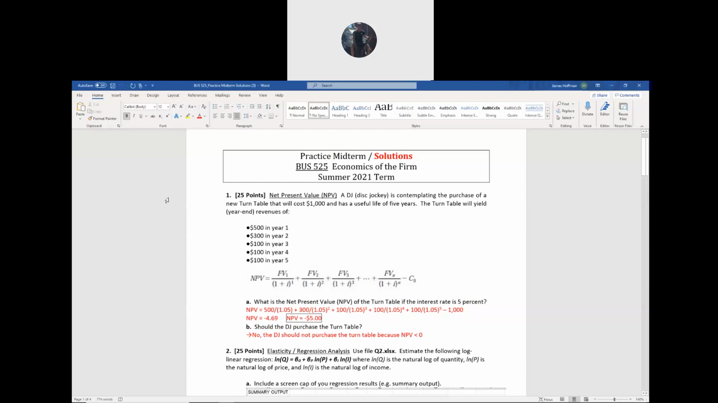Okay, so number one, here's the practice exam. Number one will be a net present value, similar to what you did in the chapter 1 homework. A DJ, disc jockey, is contemplating the purchase of a new turntable that will cost $1,000 and has a useful life of 5 years. The turntable will yield year-end revenues of 500 in year one, then 300 in year two, and 100, 100, 100 in years 3, 4, and 5, and that's it for the income stream.